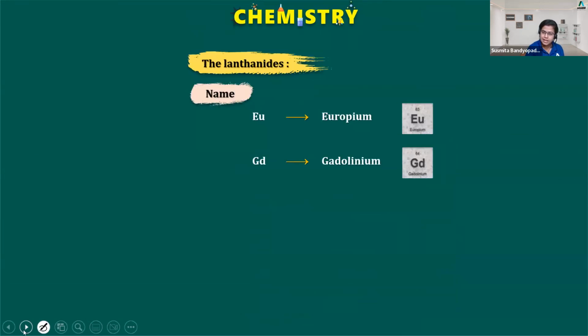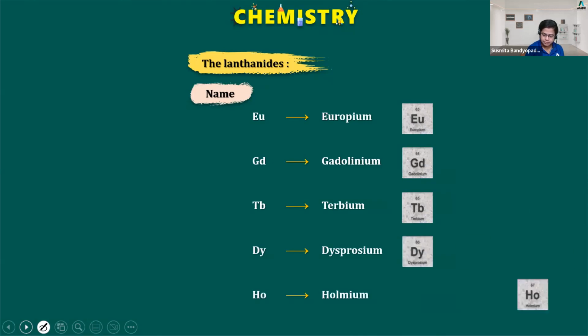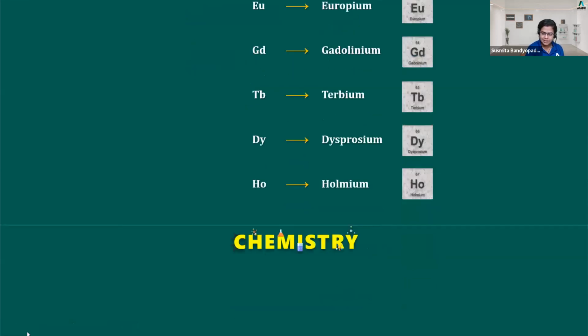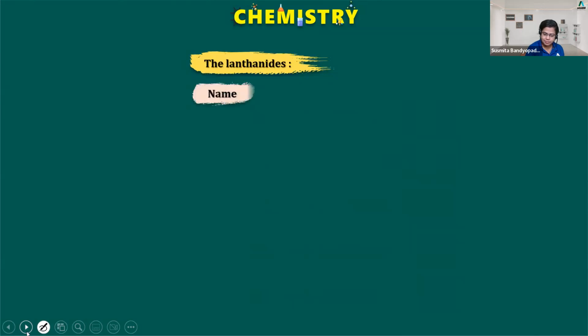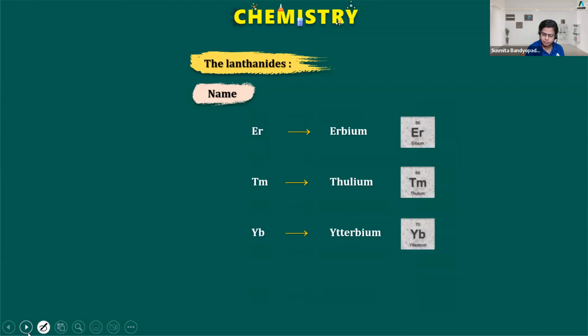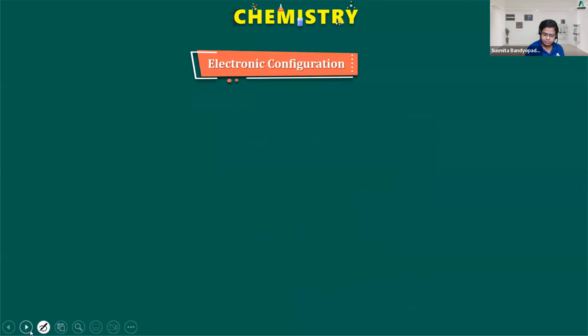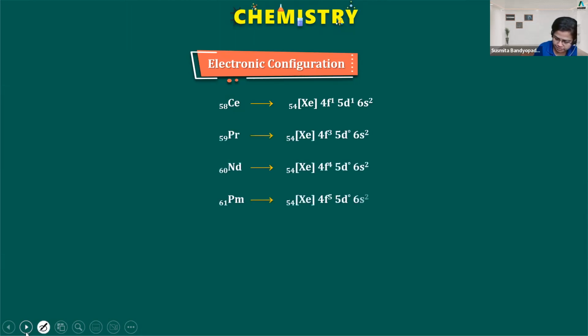Europium, gadolinium, terbium, dysprosium. I generally go by Dy, Ho, Tb, Gd, Eu, Pm, Sm, like that. Now see all of them, then you'll understand better.